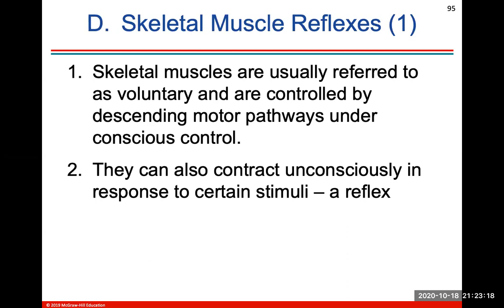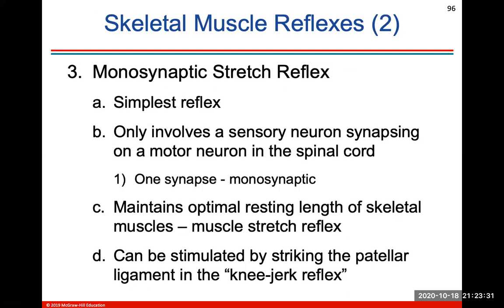Skeletal muscles are usually referred to as voluntary and are controlled by descending motor pathways, but they can also contract unconsciously, without you knowing, in response to a certain stimulus, and we call this a reflex. A monosynaptic stretch reflex is the simplest reflex. It only involves a sensory neuron synapsing on a motor neuron.